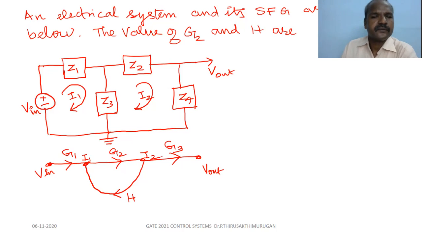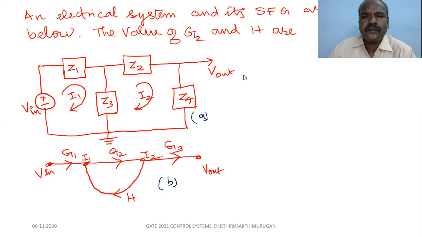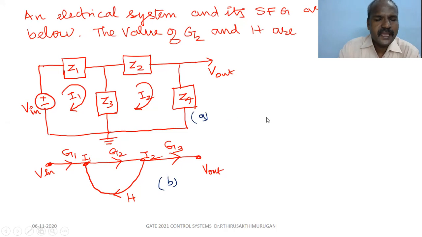the value of G2 from the signal flow graph; they are asking for the G2 value. So from the electrical circuit, say this is circuit A and this is circuit B. From circuit A, we can apply Kirchhoff's voltage law.